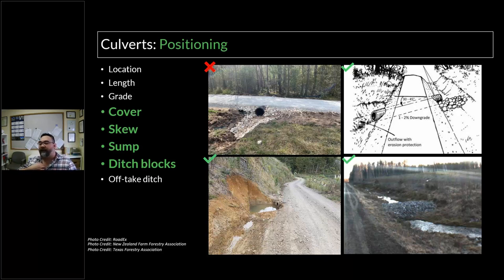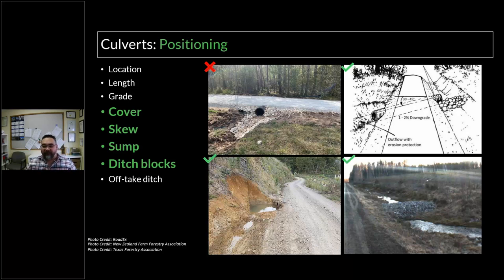Now the graphic, not the photo, is a picture of how a cross drain culvert would be put in with a ditch block and on a skew. Skew is so you're not changing the direction of the water as significantly, and that's even more important when the road is on a grade. So the steeper the road grade, the sharper you should consider putting your culverts on a skew. That is an angle away from the perpendicular to the road.